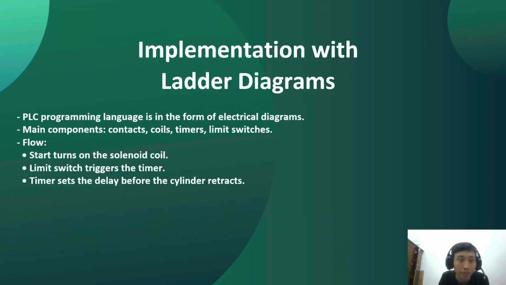Next, implementation with ladder diagrams. PLC programming language is in the form of electrical diagrams. Main components: contacts, coil, timers, limit switch. Flow: start turns on the solenoid coil. Limit switch triggers the timer. Timer sets the delay before the cylinder retracts.